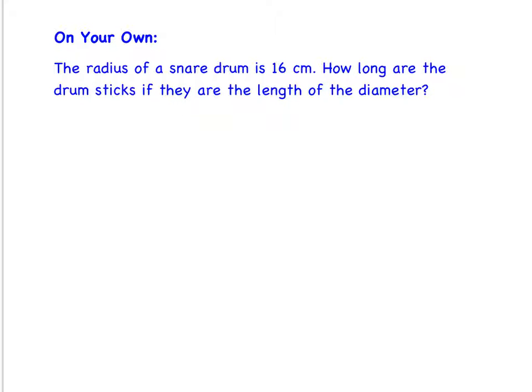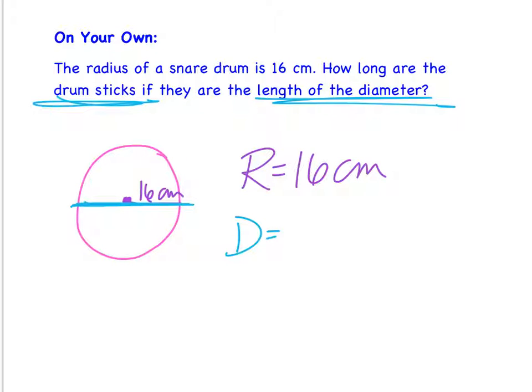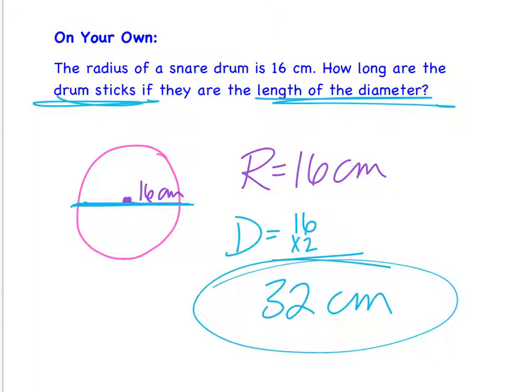So it says the radius of a snare drum is 16 centimeters. So I'm going to draw my circle for my drum. And my radius, so halfway across, is 16 centimeters. How long are the drumsticks if they're the length of the diameter? So really I need to figure out how big is my diameter. If radius is 16 centimeters, my diameter is going to be 16 times 2, which is 32 centimeters, which would also be the length of my drumsticks. And that is all.